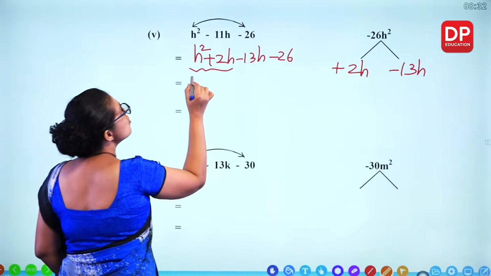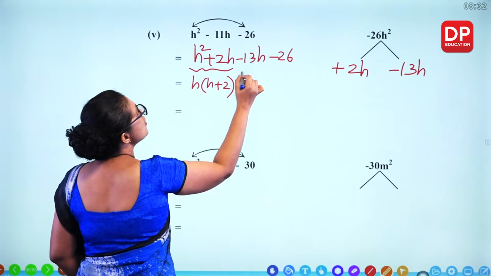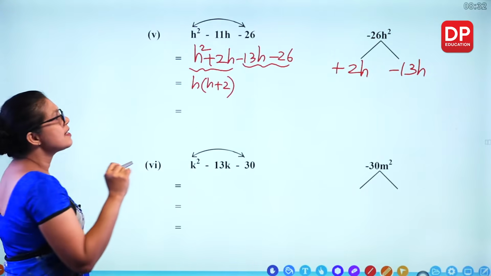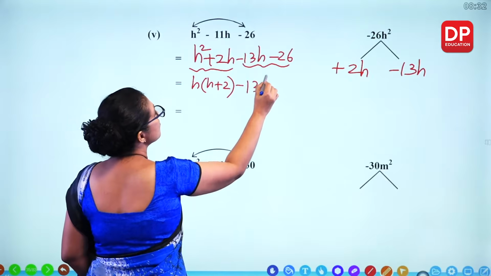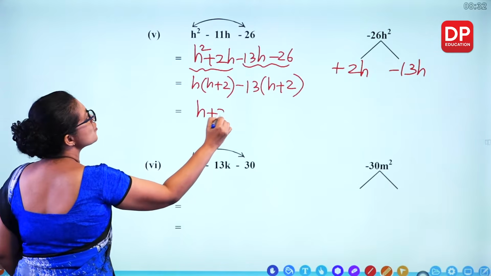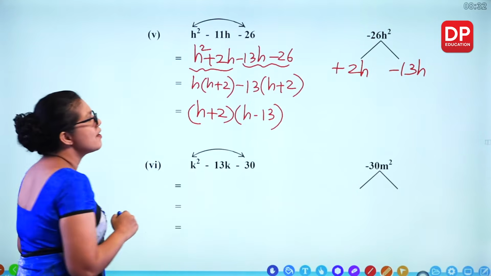Take first 2 terms, you get h common. When you take these 2, you can take minus 13 out. And h plus 2 is common and h minus 13 remaining.